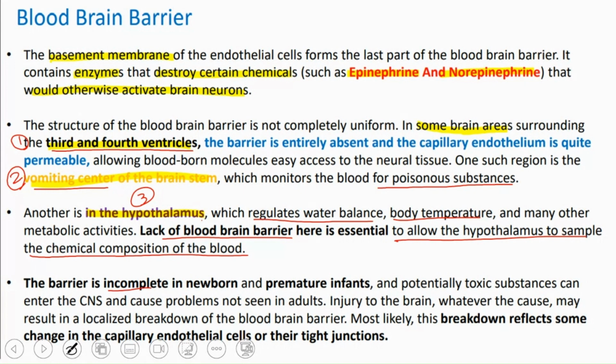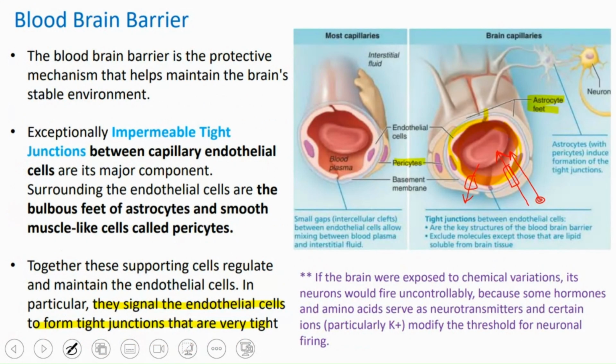The barrier is also incomplete in newborns and premature infants. That's why they are potentially more prone to toxic substances and infections within the CNS. And usually, an injury to the brain will cause breakdown that reflects changes within the capillary endothelial cells and tight junctions. Remember, we said the blood brain barrier, the most important component here is the endothelial cells and the tight junctions. So if they are damaged, the whole blood-brain barrier will be damaged. And usually when injury happens, it will damage this area, endothelial cells and the tight junctions.